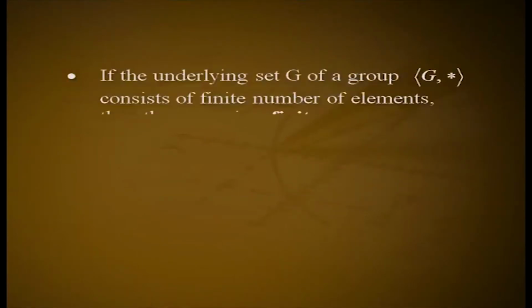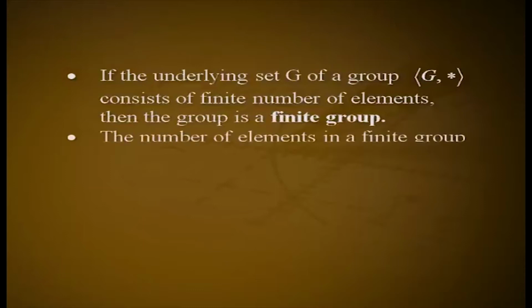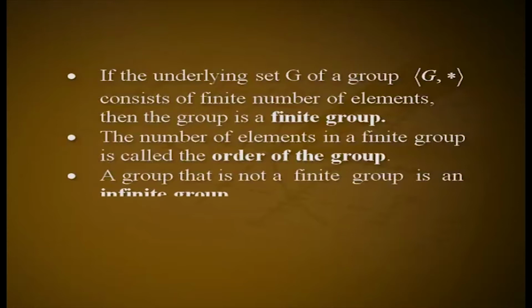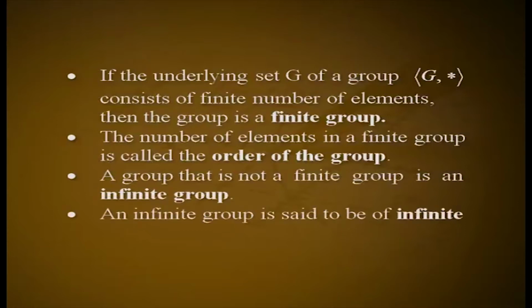Finite and infinite groups. If the underlying set G of a group (G, star) consists of finite number of elements, then the group is a finite group. The number of elements in a finite group is called the order of the group. A group that is not a finite group is an infinite group. An infinite group is said to be of infinite order. Notation. The order of a group G is denoted by either one of the following symbols.